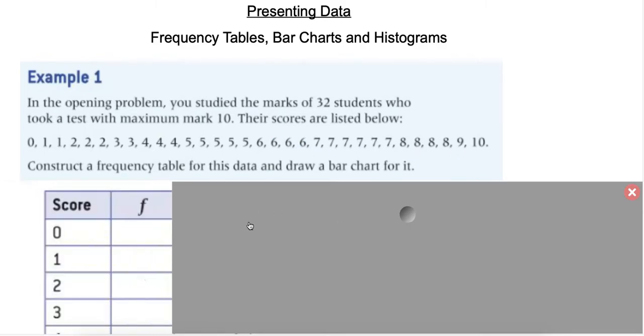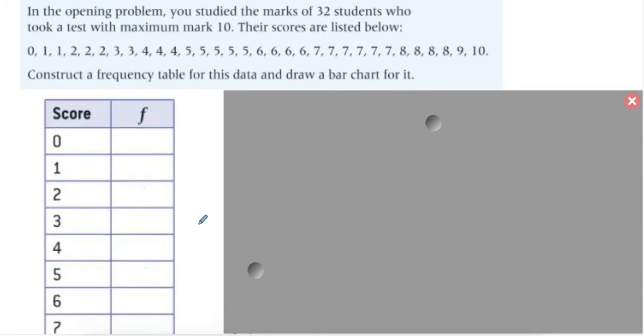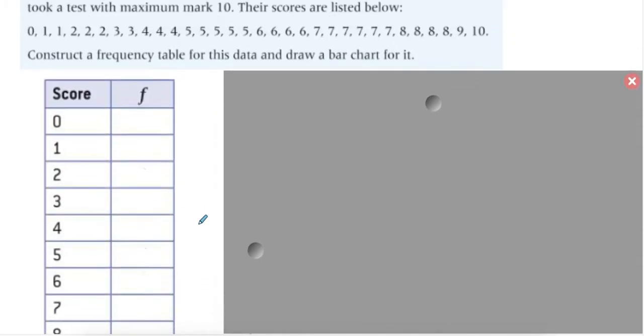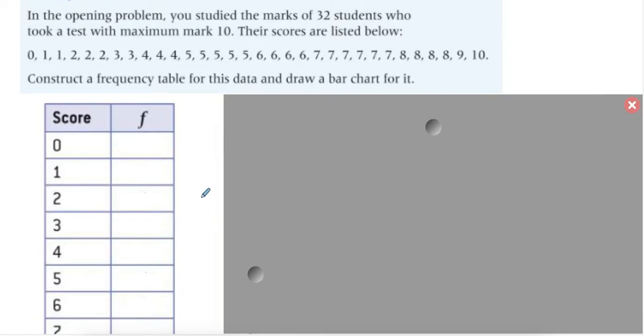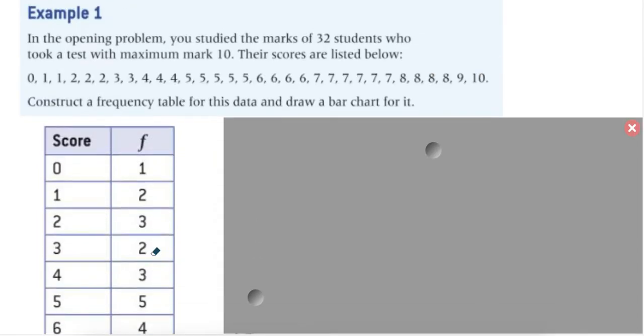So construct a frequency table for this data and draw a bar chart for it. Okay, so the frequency table, really straightforward. It's what you've been using all the way through high school and possibly beyond, and you literally just count how many are in each category. Okay, so there's one person with a score of 0, and there's 2 people with a score of 1, and 3 people with a score of 2, and so on and so on. Okay, so nothing crazy there.